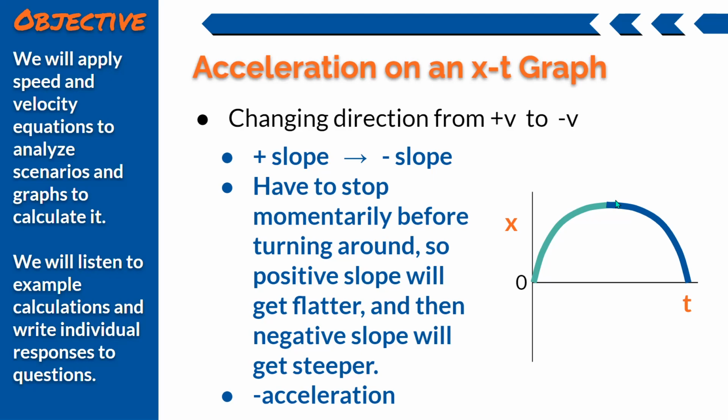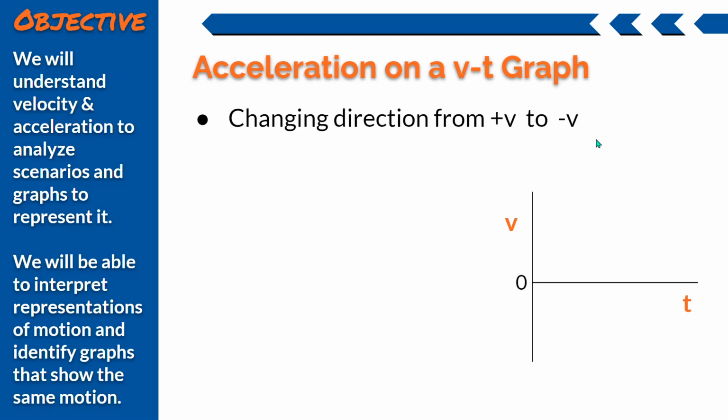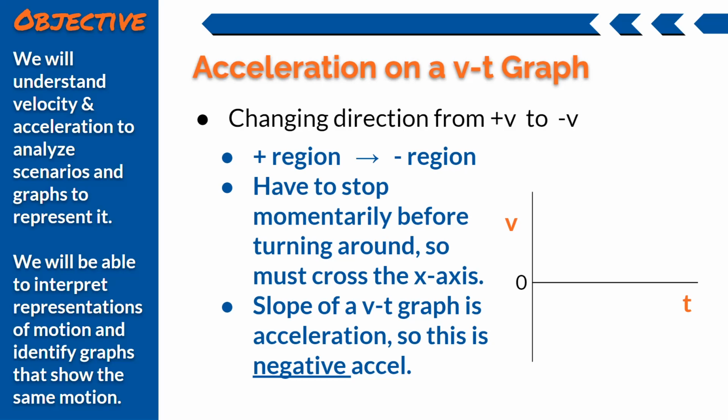This one is speeding up with negative velocity. Speeding up means same sign, negative acceleration. Okay, so those would both be negative acceleration. On a VT graph, I would have to start in the positive region of the graph and cross the x-axis into the negative region of the graph.